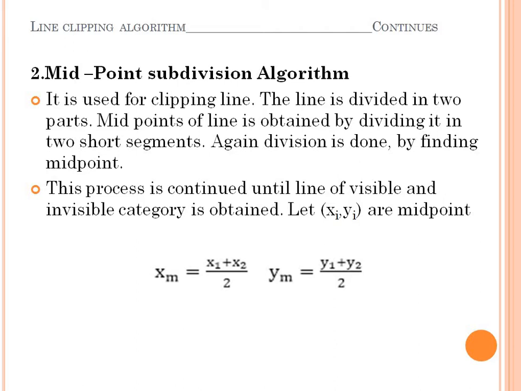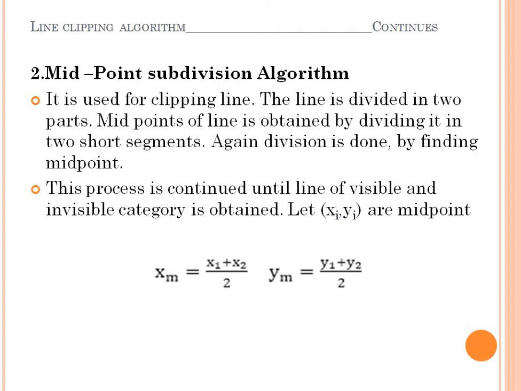For the visibility test, first, if the region codes for both endpoints are 0, then the line is completely visible. Both endpoints of the line segment are inside the clipping window. The second condition is if the region codes of both endpoints are not 0 and the logical AND of them is also non-zero, then the line is completely invisible. So we reject that line.